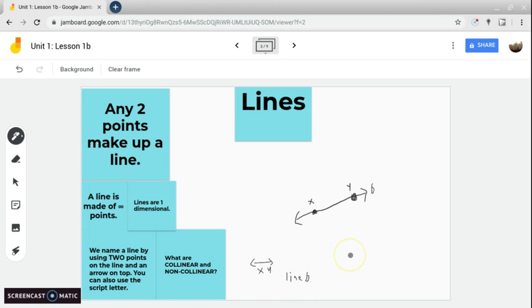Now, here's where things get hard. If you have a line and you have 3 points on it, A, B, and C, and you're asked to name the line, you might try to say ABC with the line on top of it. But that's not right because you can only put 2 points.